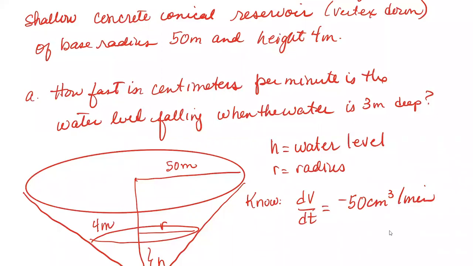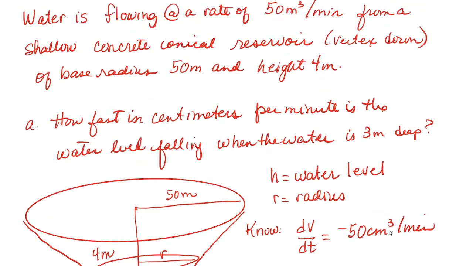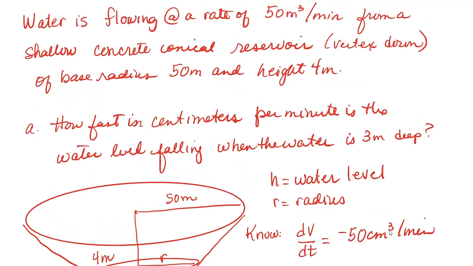All right, in this related rate problem, we have a shallow concrete conical reservoir, vertex down, of base radius 50 meters and height 4 meters. We know that the water is flowing at a rate of 50 cubic meters per minute out of this conical reservoir. How fast in centimeters per minute is the water level falling when the water is 3 meters deep?